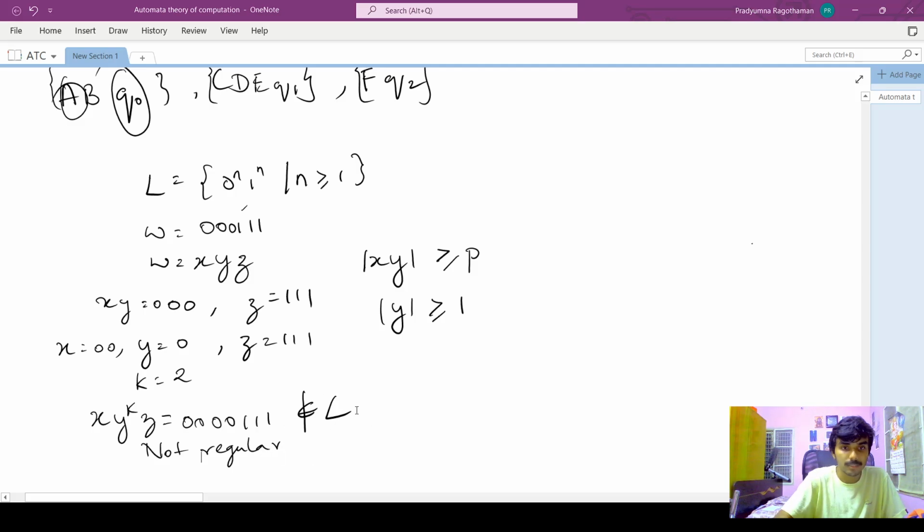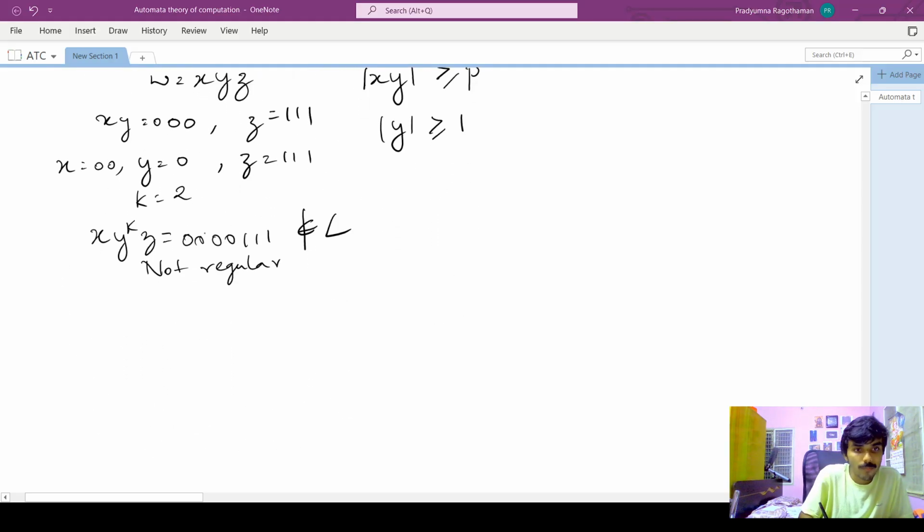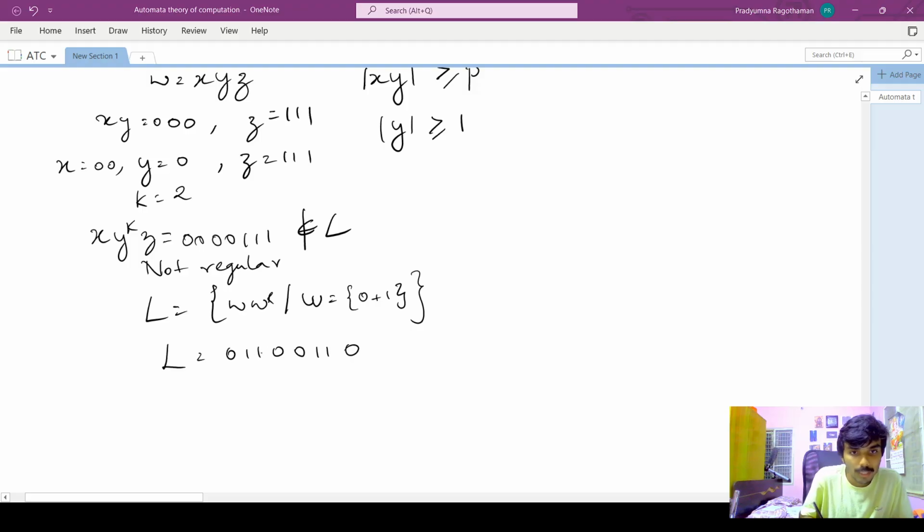Let us take another problem on the pumping lemma. So we have the language W W^R, that is W followed by the reverse of W, where W is a string of zeros and ones, right? So here let us take W as 0 1 1 0, and again let us take the reverse of this, 0 1 1 0. This is simply the same string, right? This is a palindrome, but let us take a different one. Let us add a 1 over here. So we have this string.